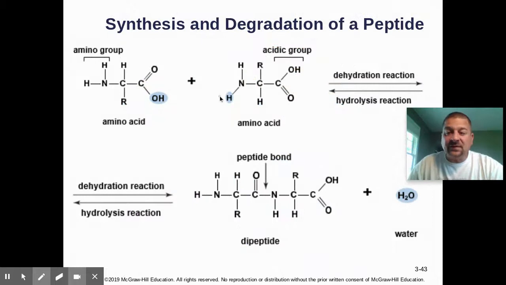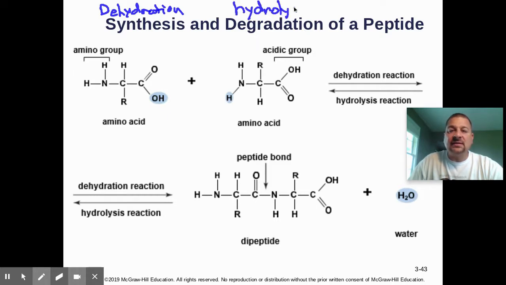Again, a review like we've done with the other biomolecules. How do we link these monomers together? Dehydration synthesis, and degradation would be hydrolysis.